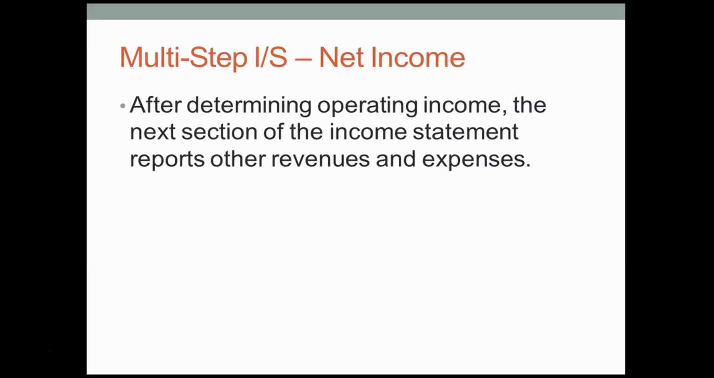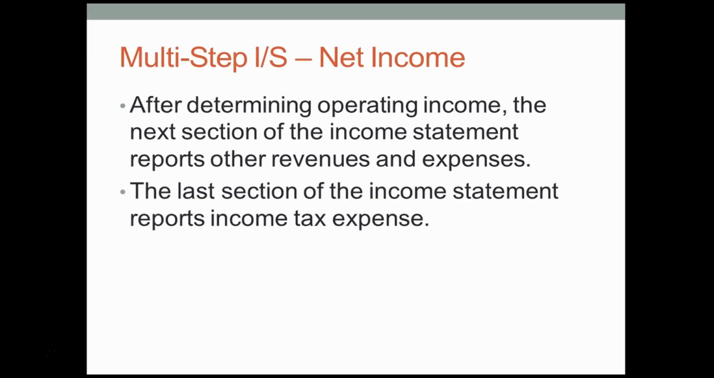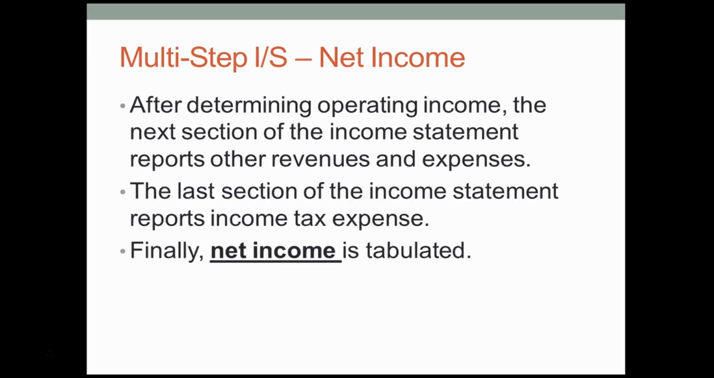After we determine our operating income, the next section of the income statement reports other revenues and expenses. These are revenues and expenses that are not core to the business. For example, if you have investments and you get dividends or interest payments that are not really related to your business, this would be an other revenue. In the same way, you have expenses that are not related to the core of your business. You would include those after determining your operating income. You would then report your tax expense, and then finally you would calculate your net income.